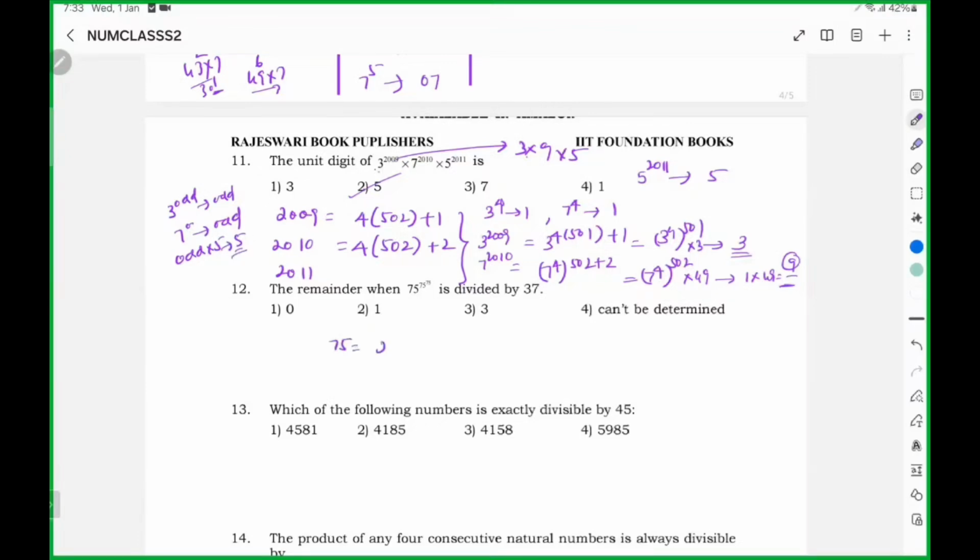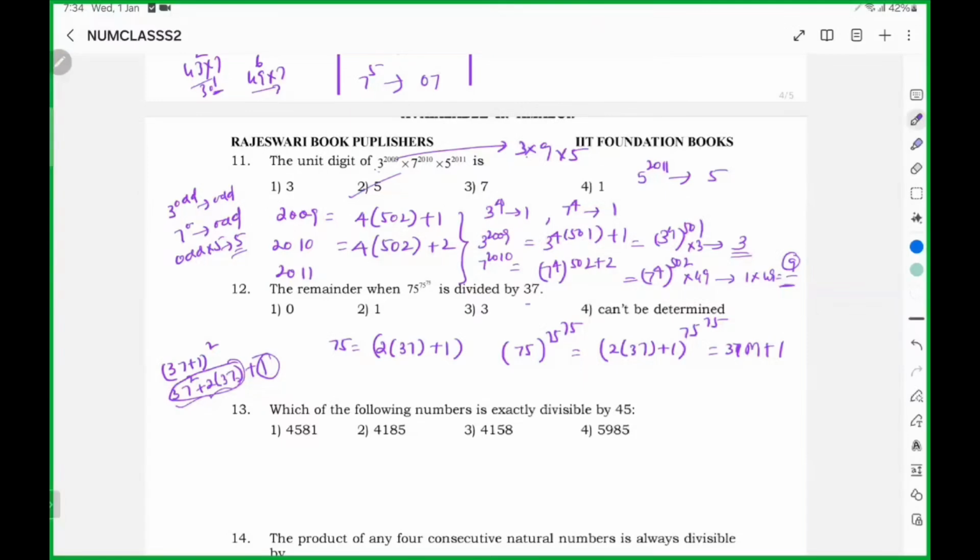Here 75 you can write as 2 into 37 plus 1. So suppose if I say (37 plus 1) whole square, you can write 37 square plus 2 times 37 plus 1. Once you divide by 37, this part is divisible, remainder is 1. Based on that, 75 power 75 we can write as (2 times 37 plus 1) whole power this. It is nothing but a multiple of 37 plus 1. When you divide by 37, this part is divisible by 37. The remainder you get is 1.